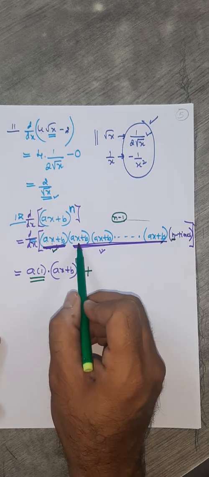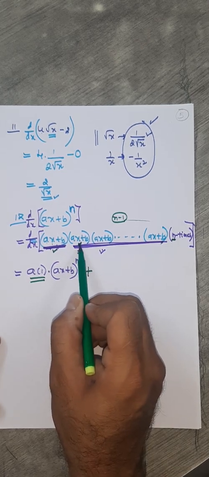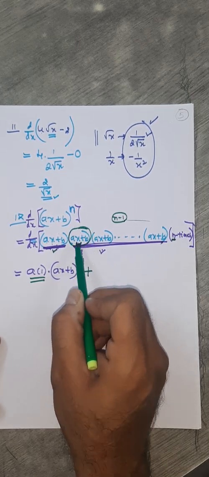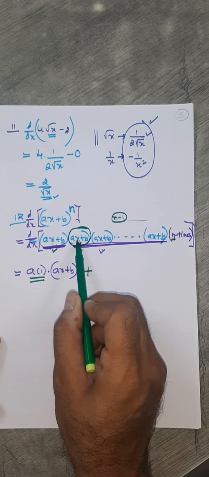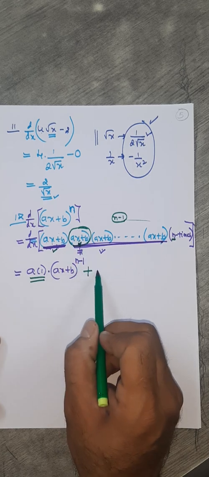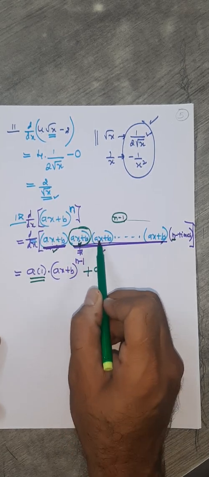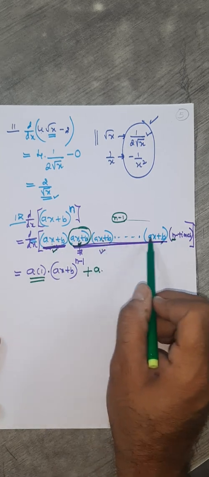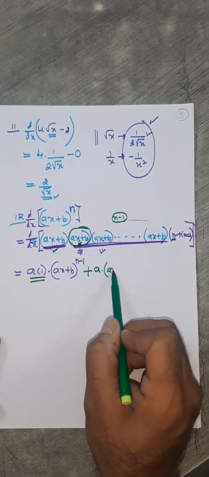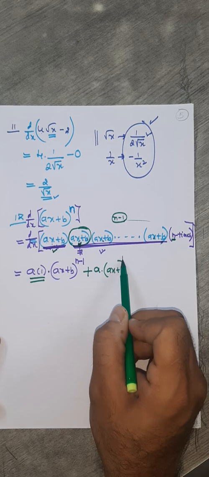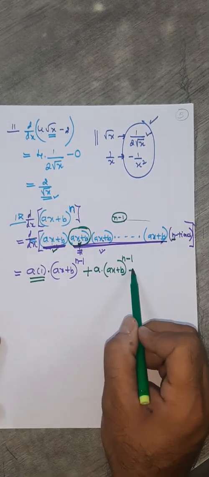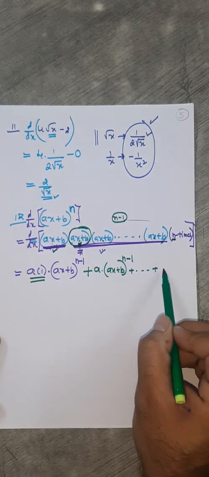Now it is the term of which one? You have to differentiate this one. What's the derivative of this one? Derivative of x with respect to x is 1, a as it is. Differentiation of b is 0. So here just a, (ax + b), (ax + b), (ax + b), how many times? n minus 1 times. So raised to n minus 1. How many times will this occur? n times.